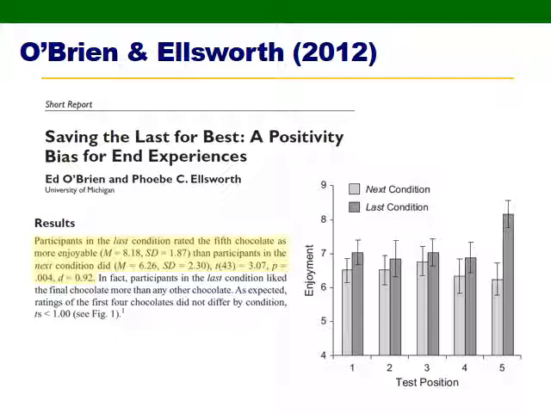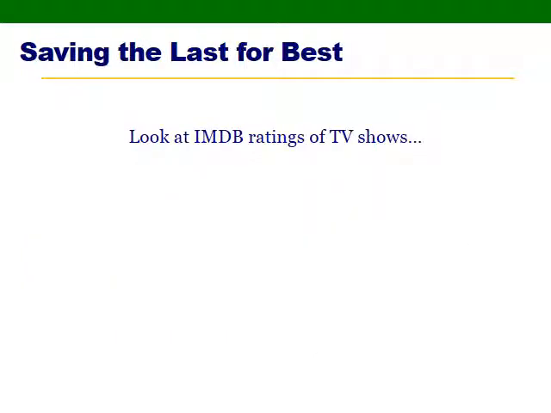However, for that fifth chocolate, we see two very different bars. The last condition rated that fifth chocolate as being significantly more delicious compared to what the next condition did, even though the chocolate was the same. This is a real phenomenon.